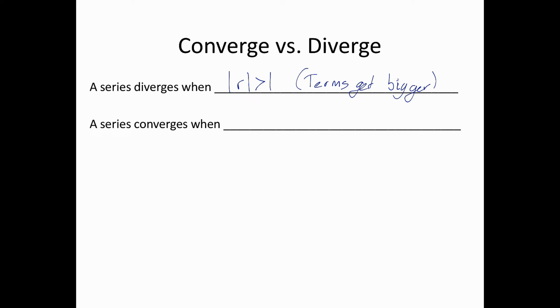A series converges if the R value, or the absolute value of the R value, is between 0 and 1. And for that one, I'm going to say the terms get smaller. So it diverges when terms get bigger, converges when terms get smaller. Let's take a look at example 1, quickly see if we can identify whether the terms are getting bigger or smaller, and whether that means it converges or diverges.